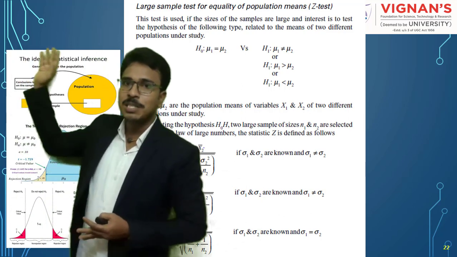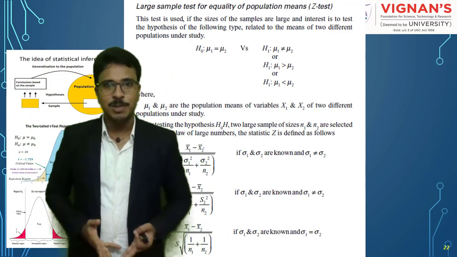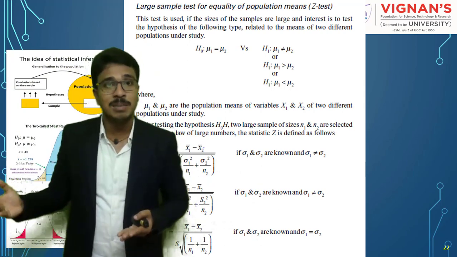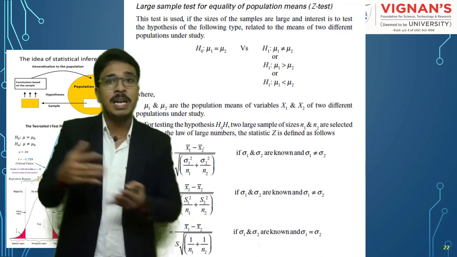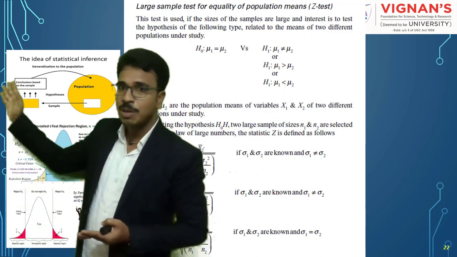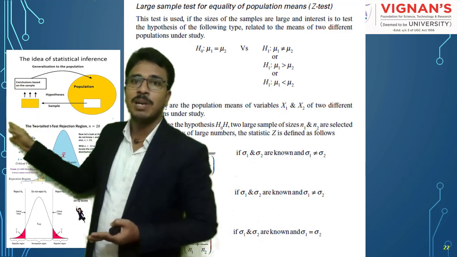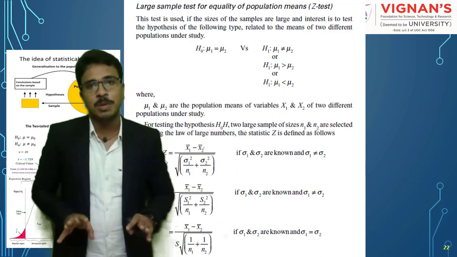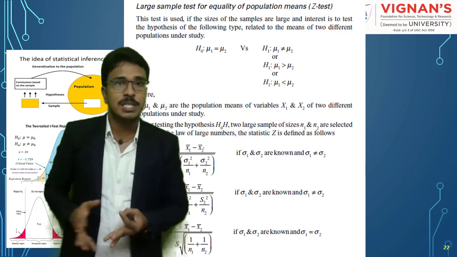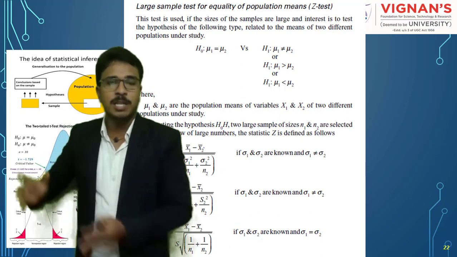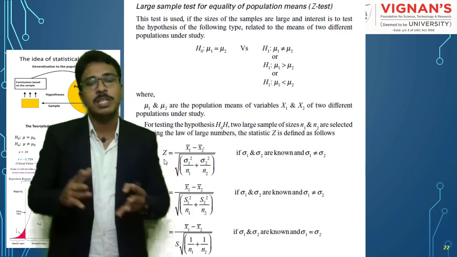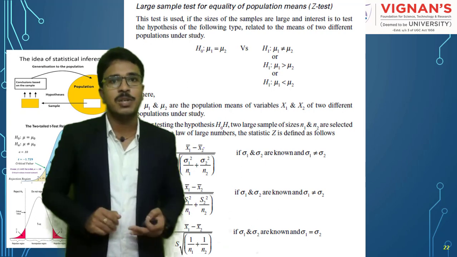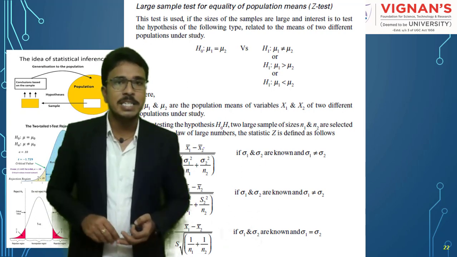And the alternative hypothesis: mu1 is not equal to mu2. If it is not equal, one population mean may be more than the other, or one mean may be less than the other. So H1: mu1 greater than mu2, or H1: mu1 less than mu2. Likewise the hypothesis setup will be there. If you look at the problem, you can easily understand how these two populations are given. Again, the formulas differ under different conditions.